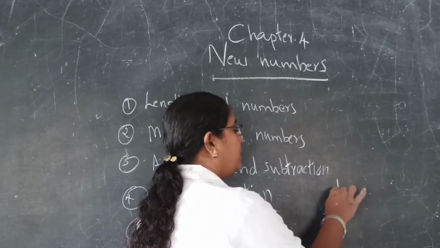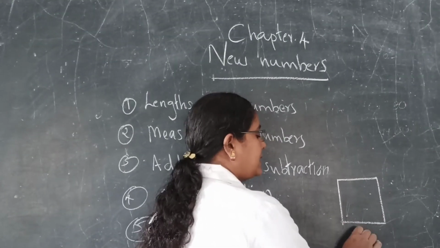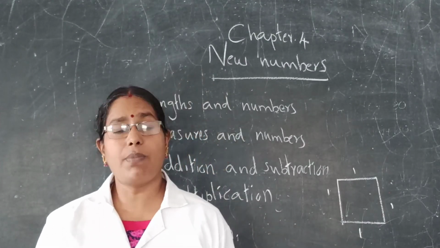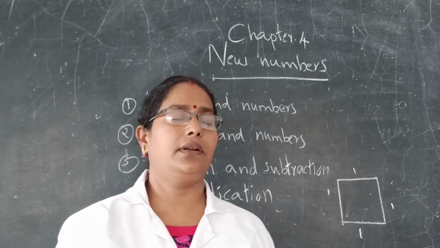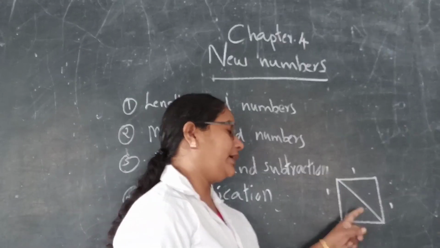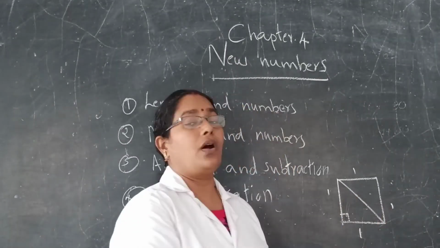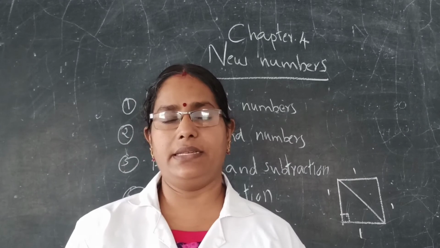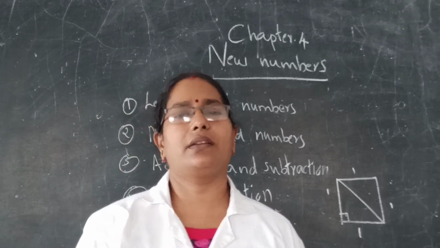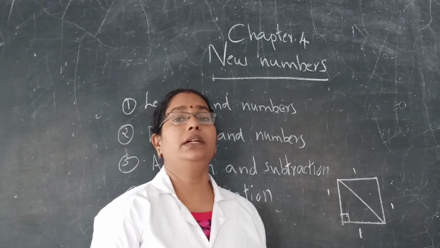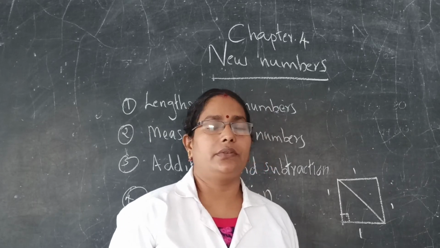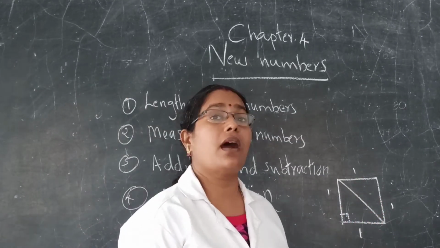Here now, one square, whose sides are 1 cm. This is easy, you are already studying. But we want to measure the diagonal. What is the diagonal measurement? This is a diagonal. How to find the diagonal? In a square, as you already studied, all angles are 90 degrees, sides are equal, and diagonal lengths are equal. Now we want to find the length of the diagonal. This is a right angle triangle, and in a right angle triangle the diagonal is the hypotenuse.